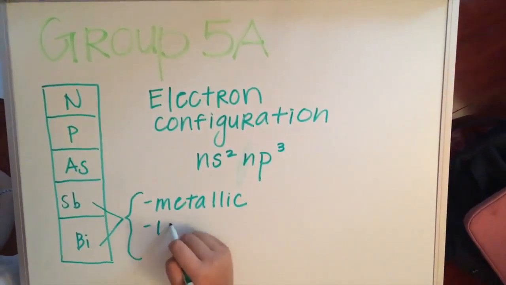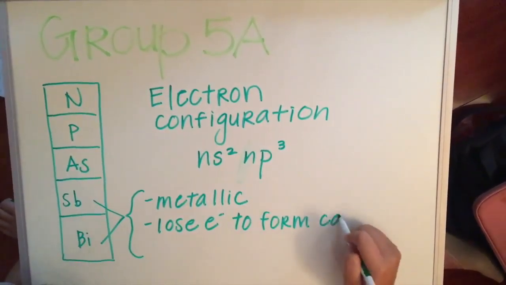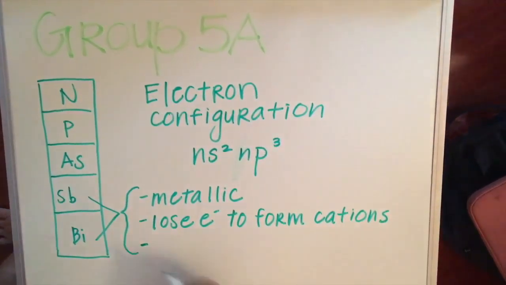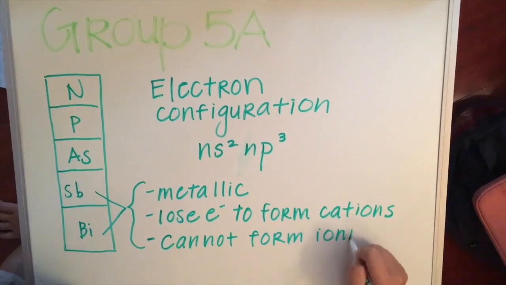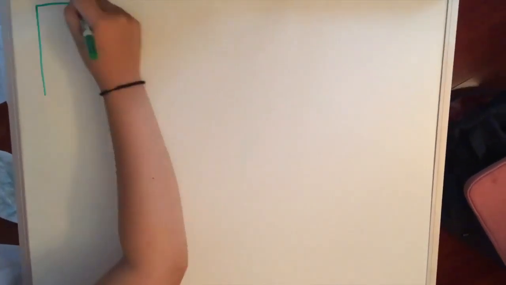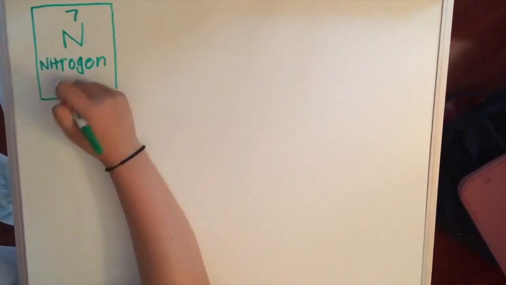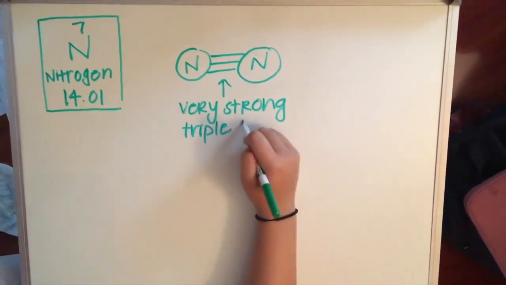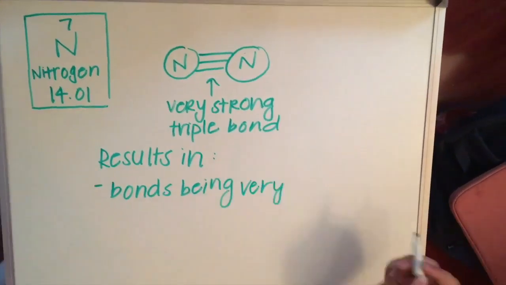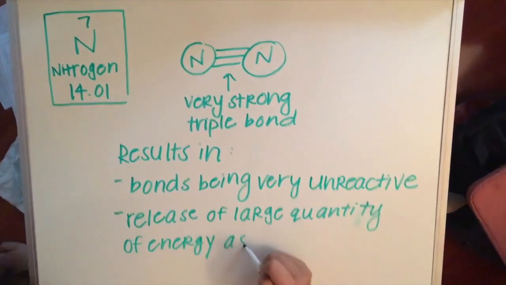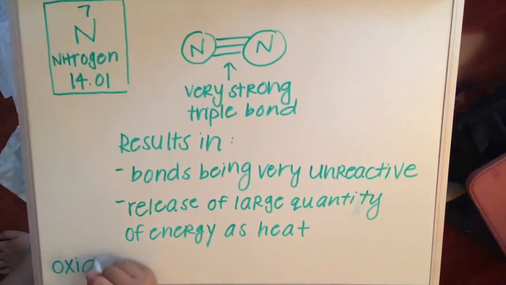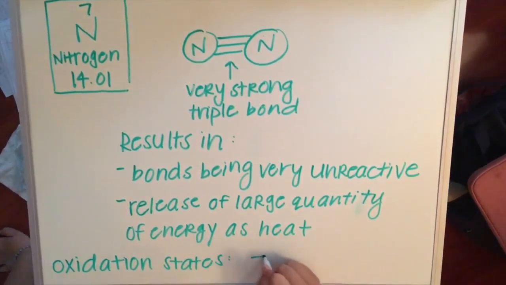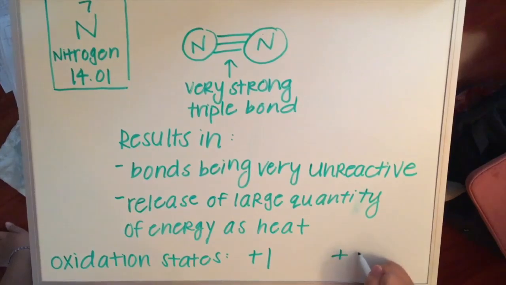Antimony and bismuth are both metallic and lose electrons to form cations. They both cannot form ionic compounds. In group 5A, there is nitrogen. Nitrogen has a very strong triple bond, which will result in bonds being very unreactive and a release of a large quantity of energy as heat. Nitrogen also has an oxidation state of +1 or +5.